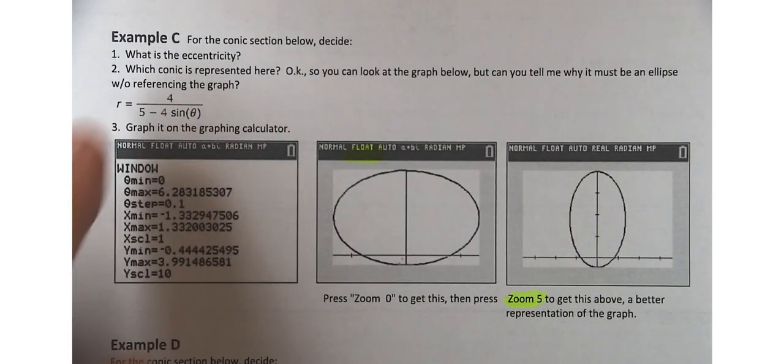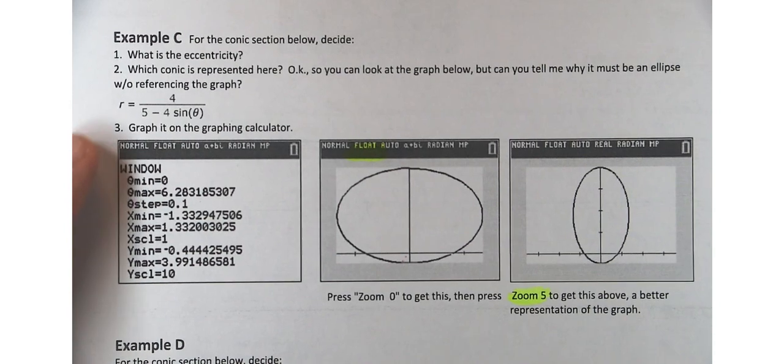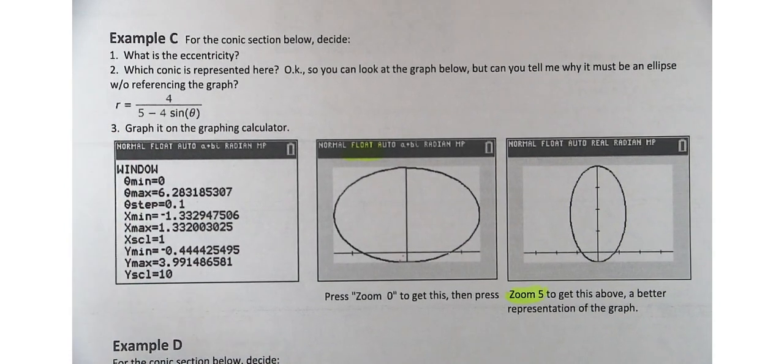So we've got an ellipse here, and then we graphed it. So looking good on that. Are we okay with that graph on our graphing calculator?